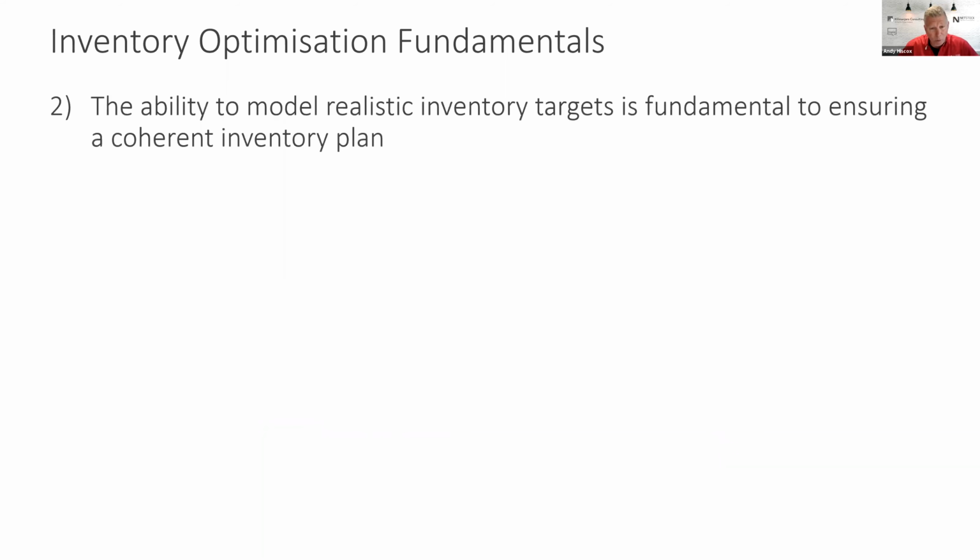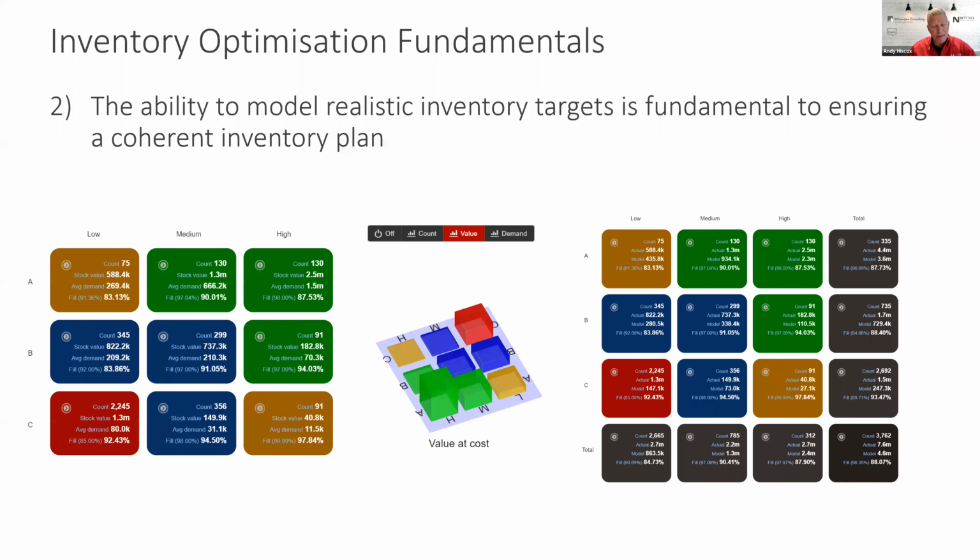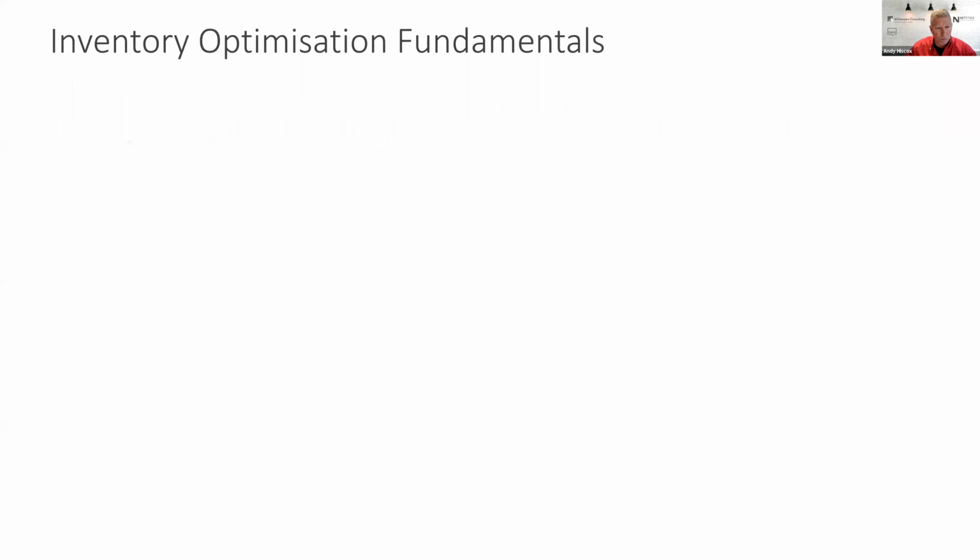The next key point is to be able to set realistic inventory targets so that you can have a coherent inventory plan. If your inventory targets are unrealistic, say in terms of reducing inventory and improving the fill rate, then you've already set yourself up to fail before you've started. So we need a mechanism to enter our company strategies and goals, and then to model those to ensure that they give us a coherent and realistic plan going forward.